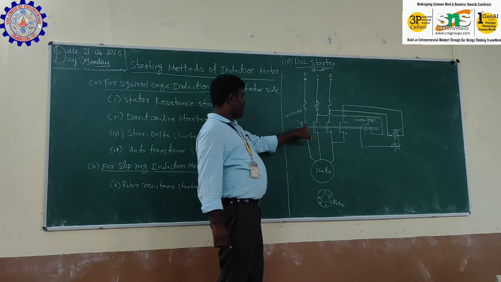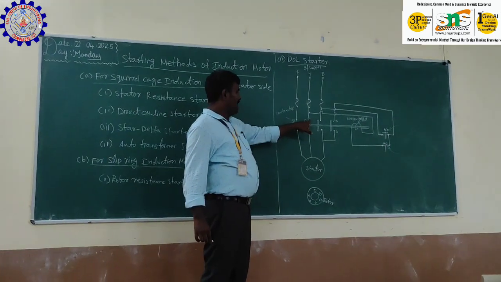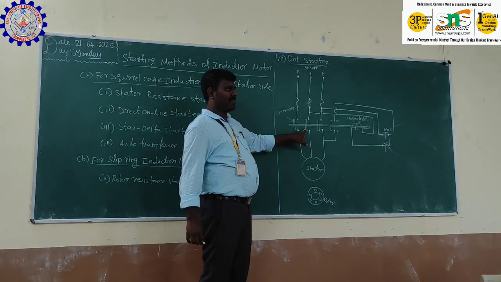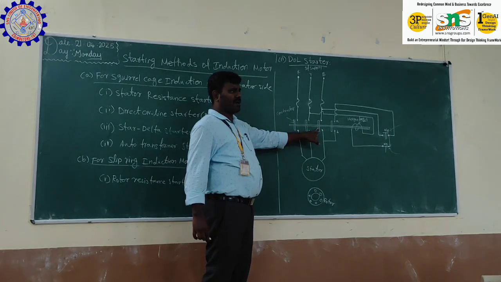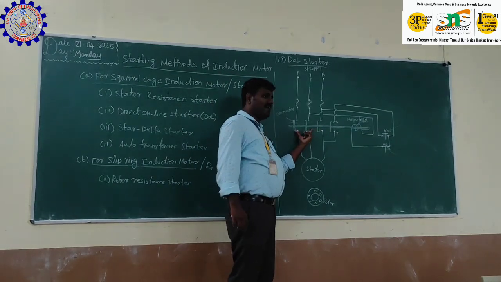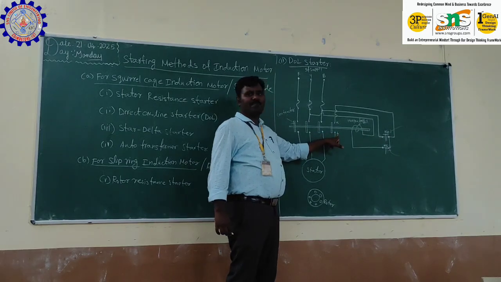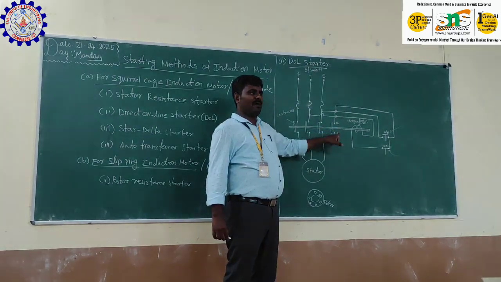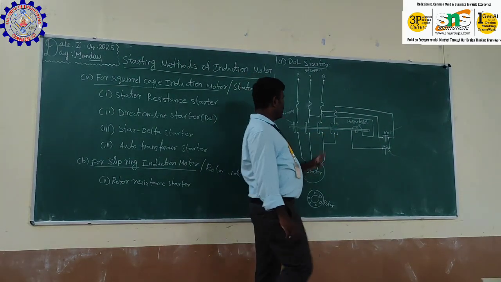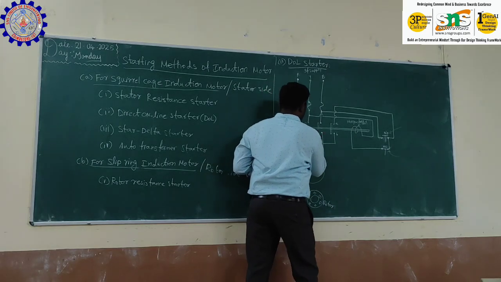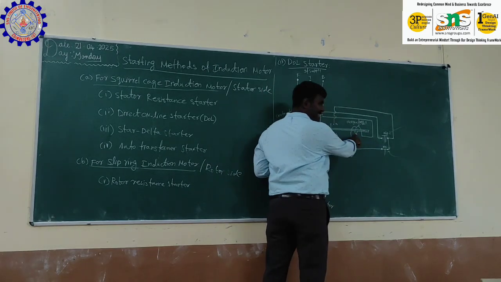So for R phase we are using one contactor, and for Y phase we are using one contactor, and for B phase we are using one contactor. And apart from these three phases, one more contactor will be there. This is to connect point A and point B. Okay na? The points A and B we will see later. சரிங்களா? Okay.